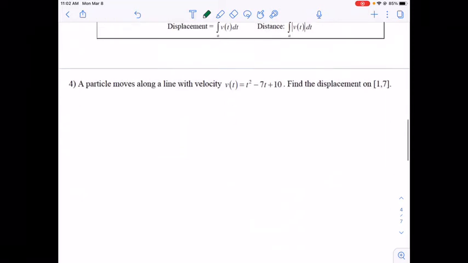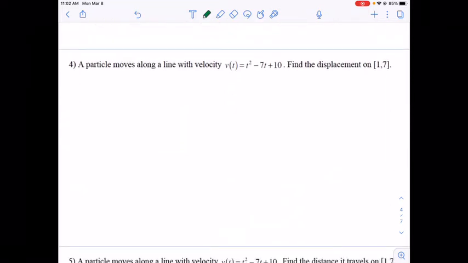The particle is moving along with the velocity v of t equal to t squared minus 7t plus 10. Find the displacement on the interval from 1 to 7. We're looking for the displacement here. They give us the velocity function, so the position change is going to be the integral from 1 to 7 of t squared minus 7t plus 10, dt.